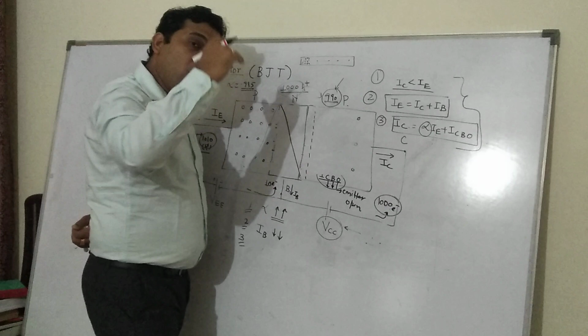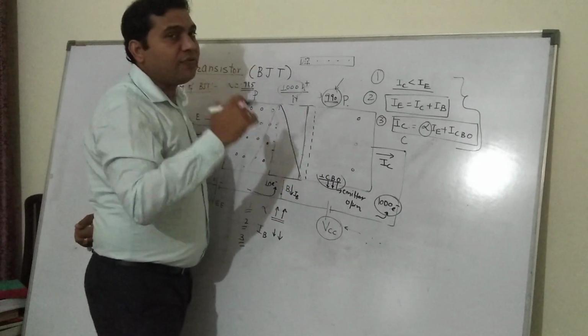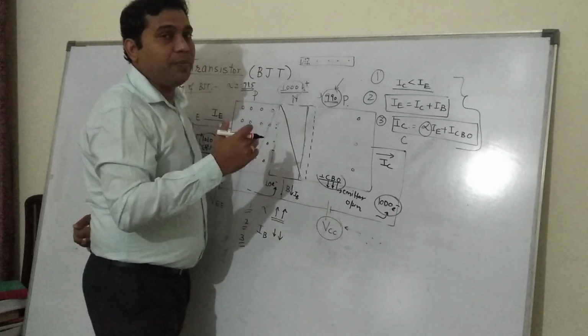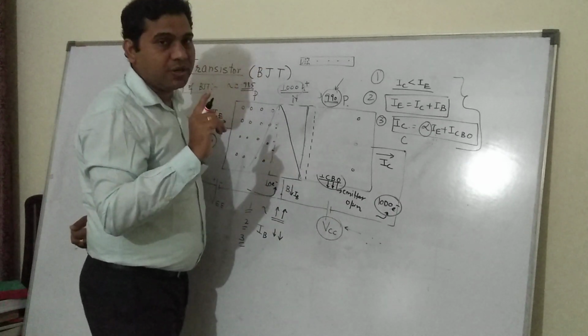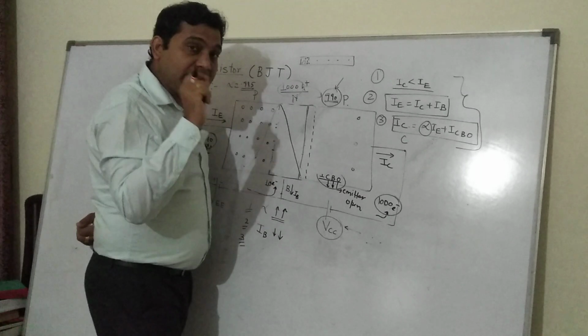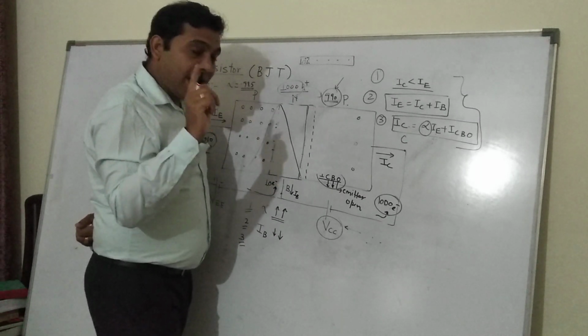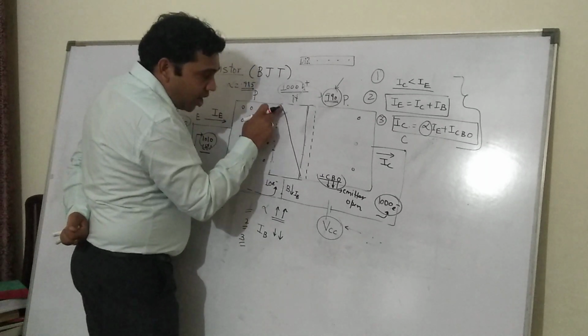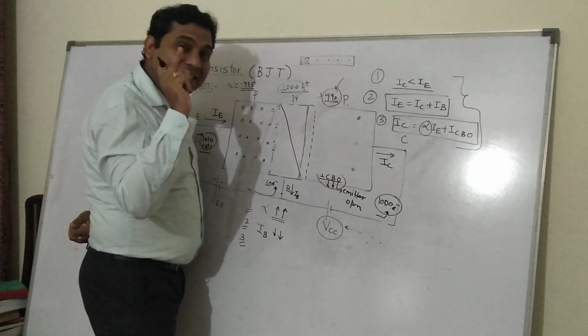If you have a more concentration gradient, the current will be more. If you have a less concentration gradient, the current will be less. This is very, very important to understand. I am not going into the quantitative analysis of the currents, but I am telling you on a qualitative basis that the current depends upon the concentration gradient.